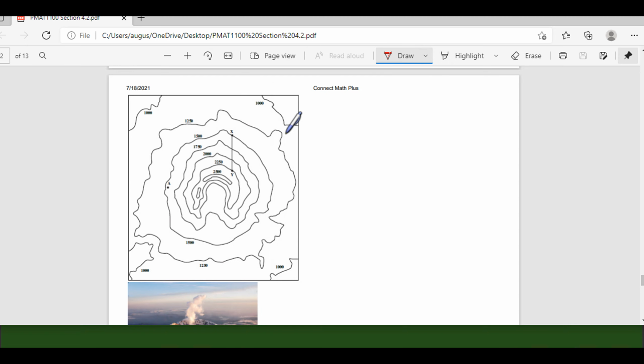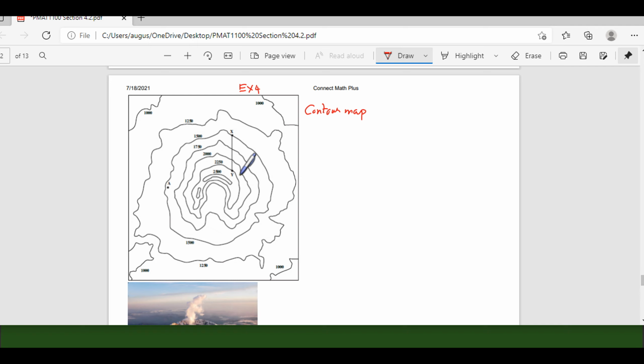Okay, so this is example 4. In this example, they give you a picture. This picture right here we call a contour map. The contour map helps you see how high the terrain is, how high the mountain is.